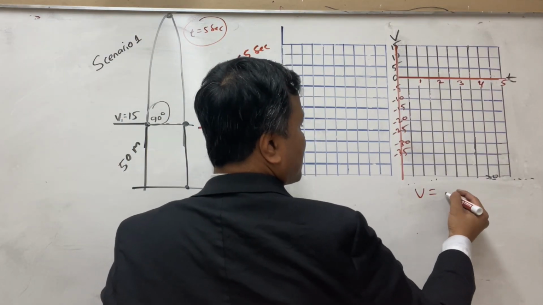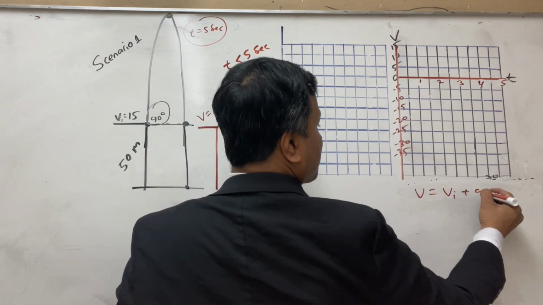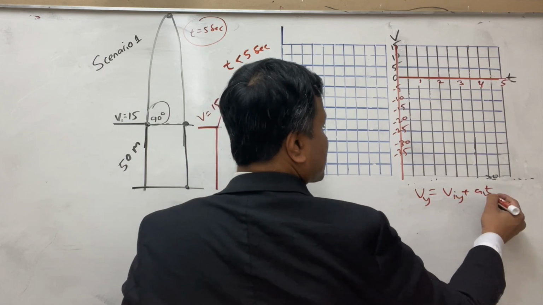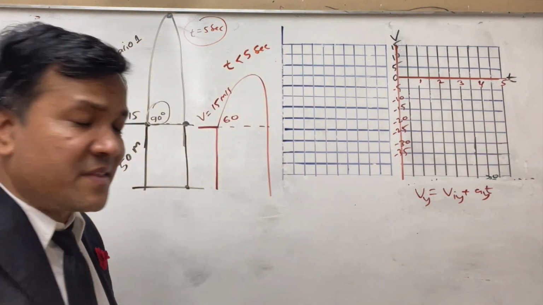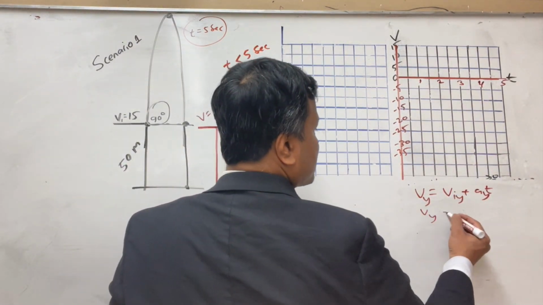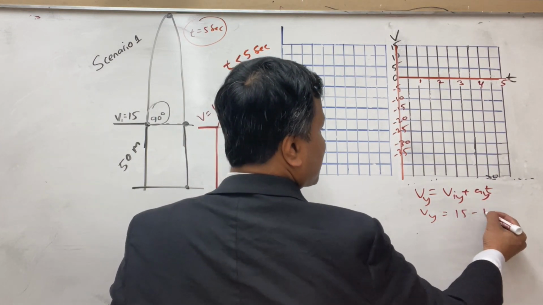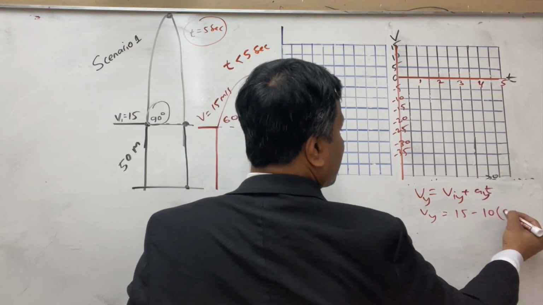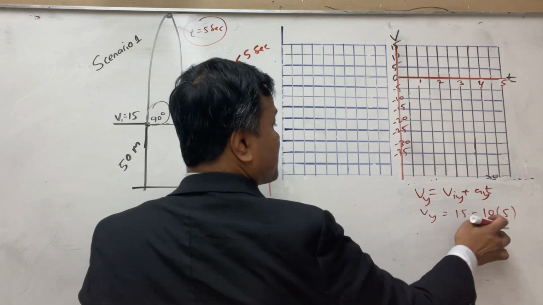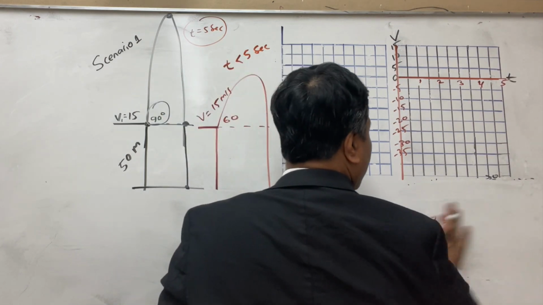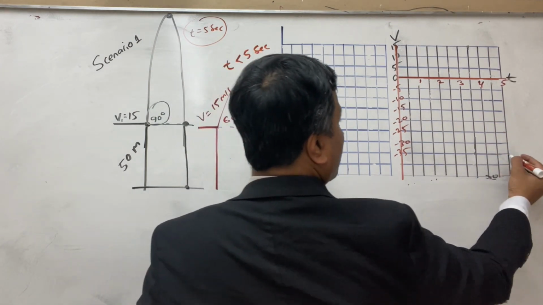Velocity is equal to vi plus at. Of course, you're going to use the y direction. Y direction means, of course, sine theta. Now, vy is 15 minus 10 times 5. So 15 minus 50 is minus 35. Okay, so minus 35. 5 comma minus 35.